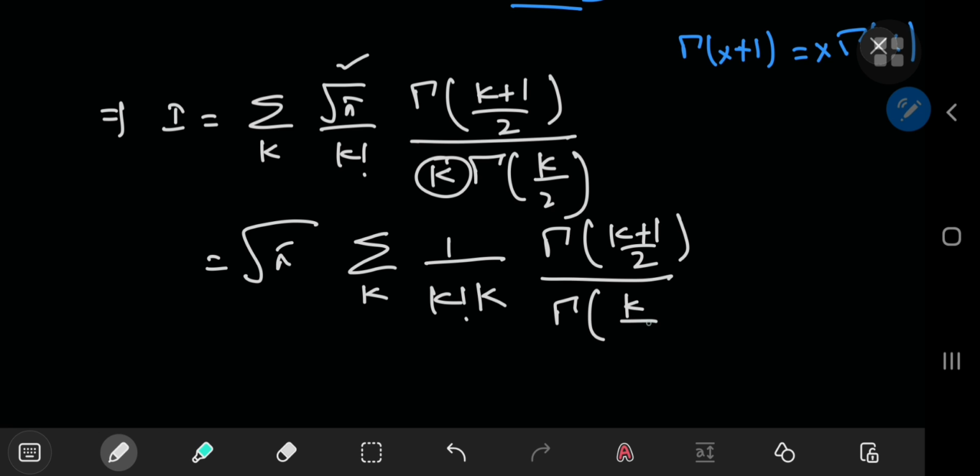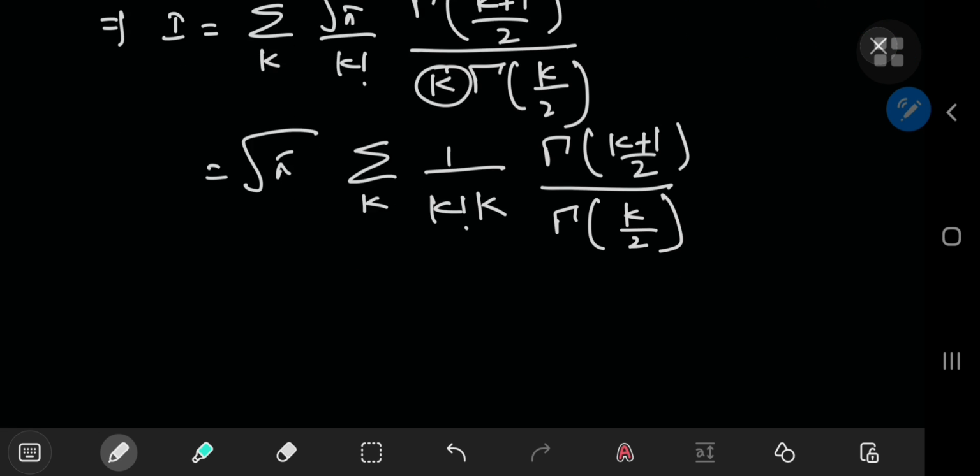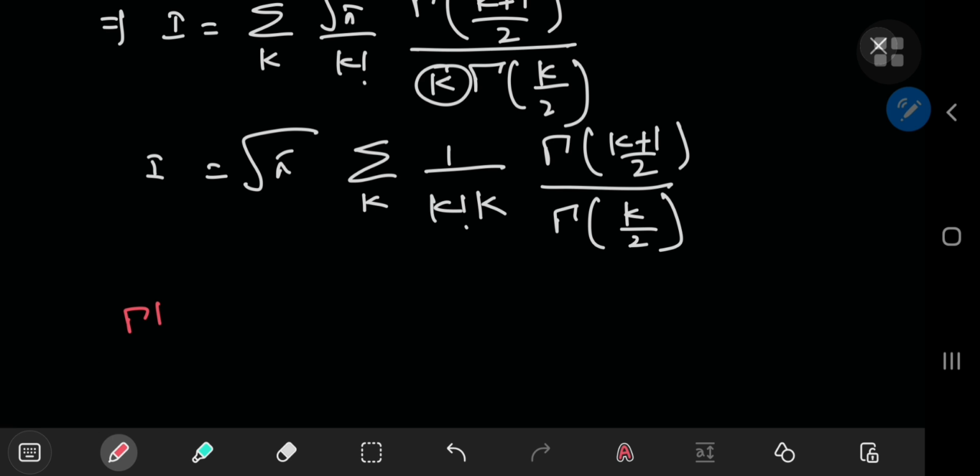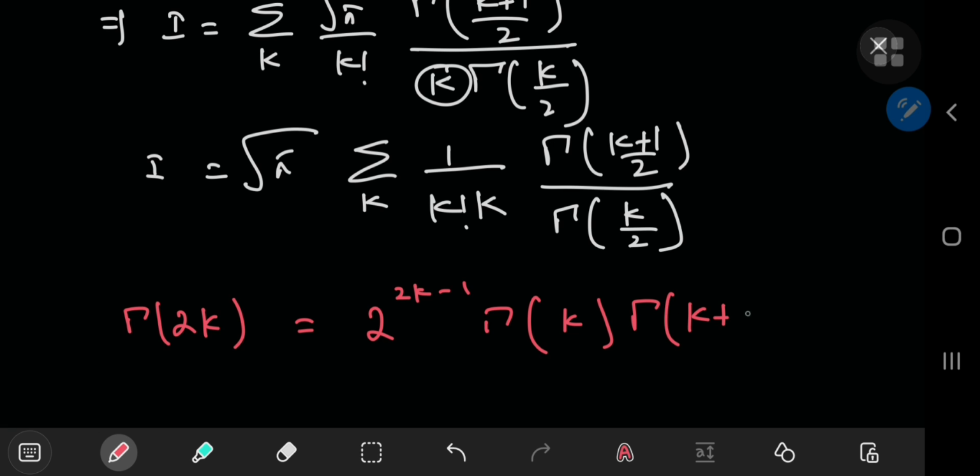times gamma k by 2. Now, I'm going to make use of a relation which was, I think, if I remember correctly, by Legendre. If that's how you pronounce his name correctly, forgive me if I'm wrong. So, according to this relation, if we have the gamma function of 2 times k, this equals 2 to the 2k minus 1 times gamma k times gamma k plus 1 by 2. And all of this is divided by the square root of pi.